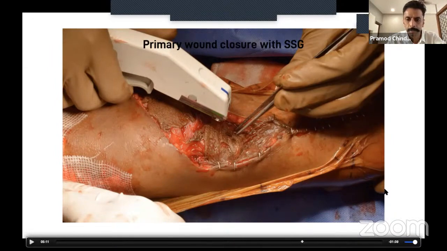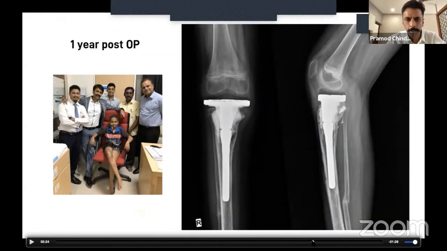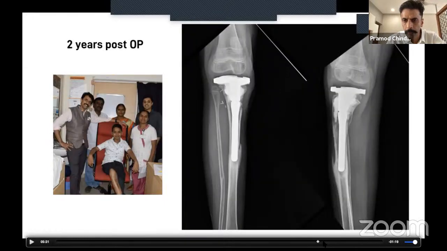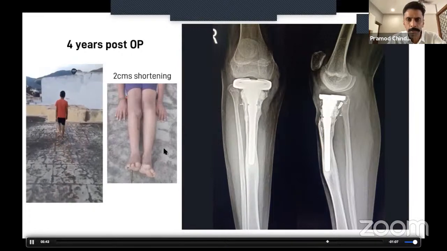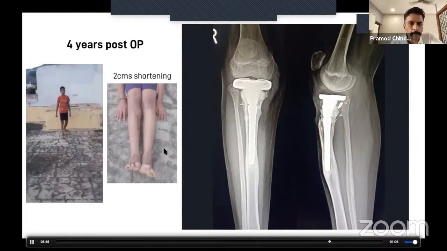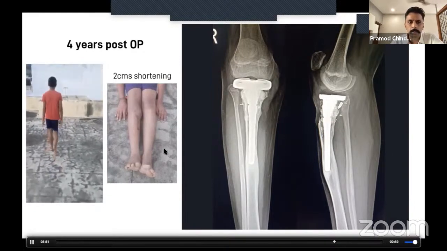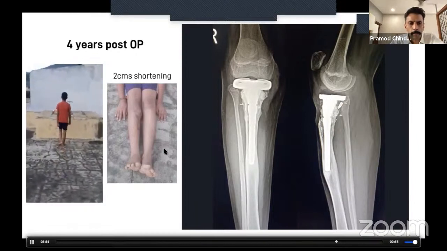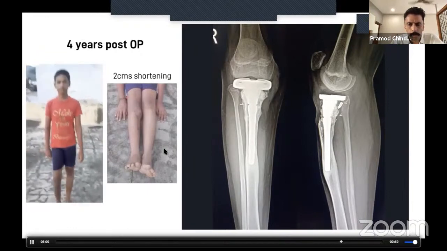So if you see that, we did not bend the knee for 6 weeks, standard protocol, and continued the chemotherapy. This was the post-op, this was 1 year post-op, this is 2 years post-op, and this is 4 years post-op. There's a 2 centimeter shortening now, due for limb length management. But functionally it is fantastic.